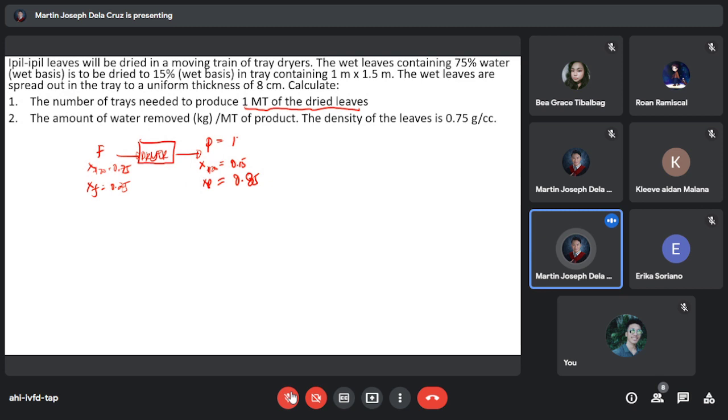Hopefully you remember. And it says here, class, that we need to produce 1 megaton of the dried leaves. So, meaning to say we have 1,000 kilogram of dried leaves, class. Okay? So, 1 megaton is also your 1,000 kilogram. And you take note, class, that the density of your fluid is 750 kilogram per meter cube, or this is your 0.75 gram per centimeter cube. If you want to convert it manually, class, okay. But this is just 750 kilograms per meter cube, class. So what is being asked is how many trays are needed to produce 1 megaton.